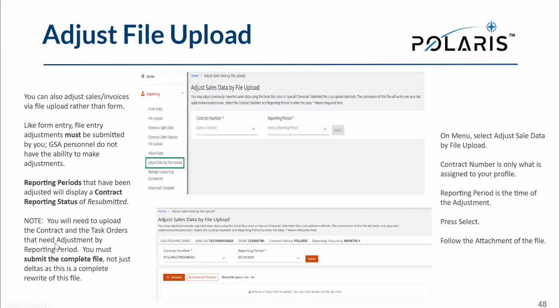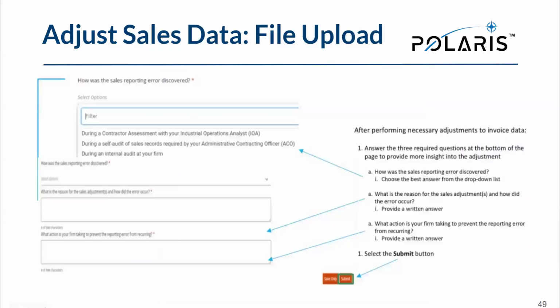To adjust a file that was uploaded, go to Reporting on the left-hand side menu and select Adjust Data by File Upload. The drop-downs you will fill in are contract number and the reporting period. After you do this, you'll be able to browse and upload your file as shown in the bottom screenshot. You will answer the 3 required questions necessary to save the adjusted file upload and submit.